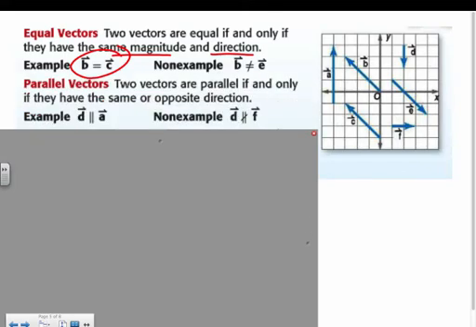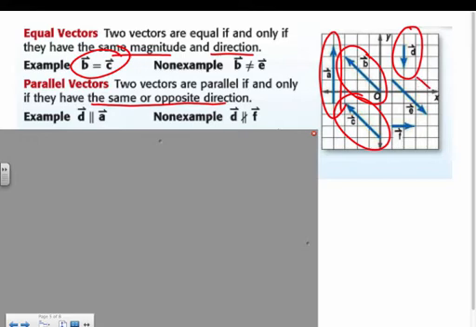Parallel vectors, they don't have to be the same direction, but they can be in the opposite direction. So both going up and down, one's going up, one's going down. As long as they're parallel to each other, it works out. I could also say that B and C or C and E are parallel, things like that. But D and F would not be, because those are going two totally different directions, right? They would end up crossing each other. So those are not parallel.